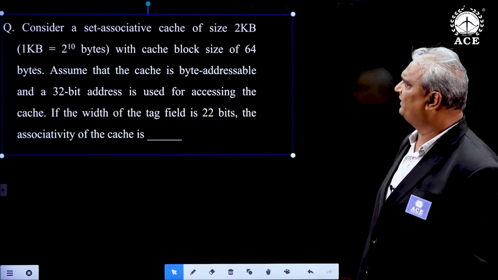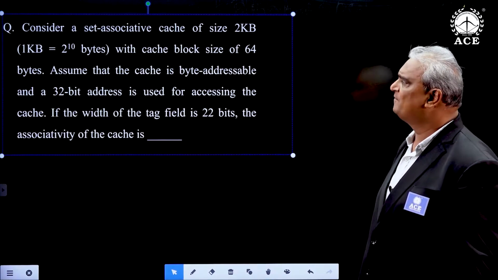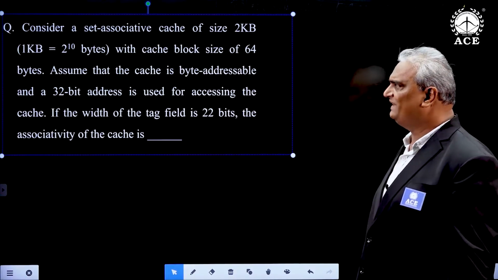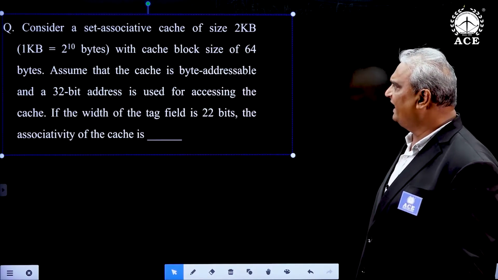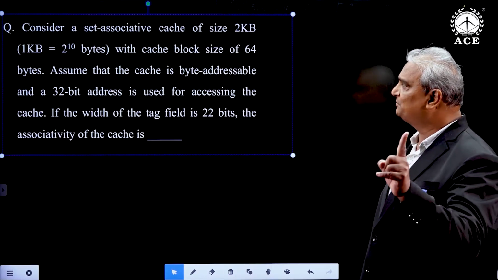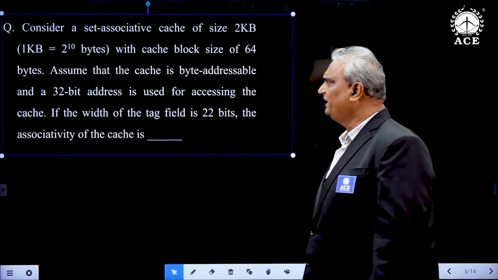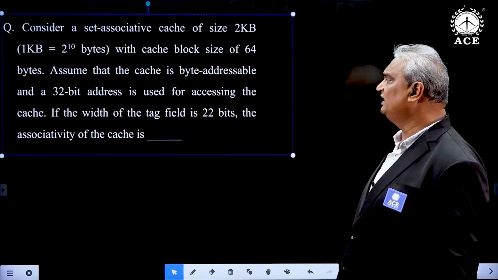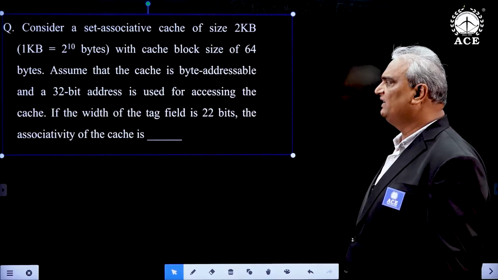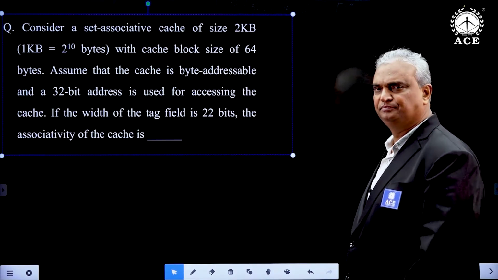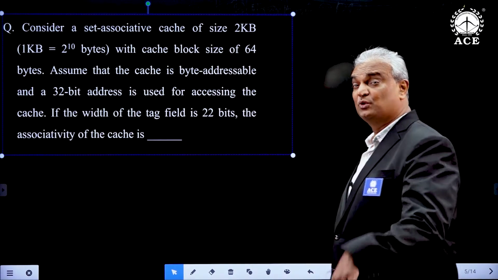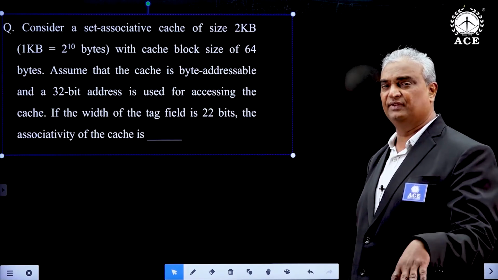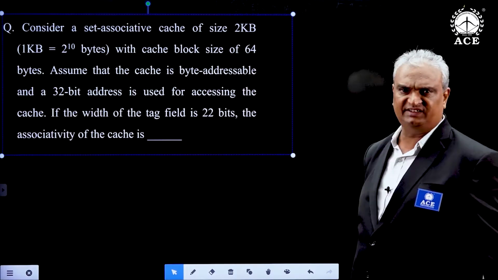Consider a set associative cache of size 2 KB. 1 KB is equal to 2 power 10 bytes, with cache block size of 64 bytes. Assume that the cache is byte addressable and a 32-bit address is used for accessing the cache. If the width of the tag field is 22 bits, the associativity of the cache is dash. He asked the associativity, meaning 2-way, 4-way, 8-way, 16-way, finally n-way.